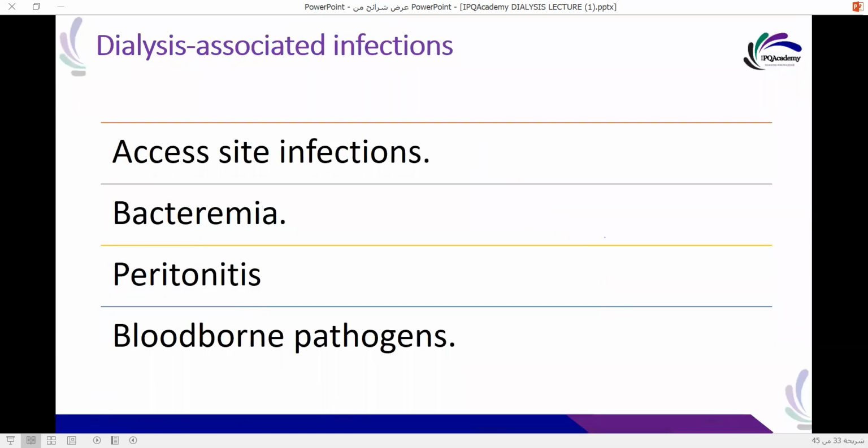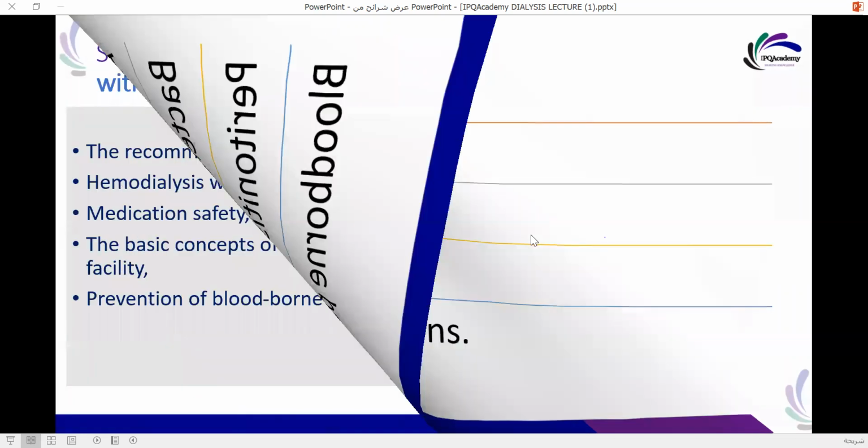So, dialysis-associated infections. We have different types of dialysis-associated infection: access site infection, bacteremia, peritonitis, and bloodborne pathogens. The access site may lead to bacteremia. Peritoneal dialysis may lead to peritonitis, and bloodborne pathogens are associated with hemodialysis.